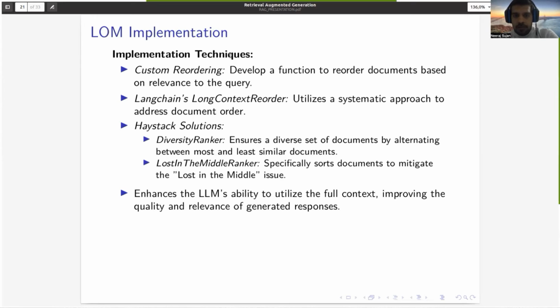They have an inbuilt long context reorder function that you can use so you don't have to build things from scratch. There are a lot of libraries providing functions out of the box. There is another library called Haystack, and it provides two popular functions that I have personally used: diversity ranker and lost in the middle ranker. What it does is rank your documents based on the relevancy of the information that will help in answering the question.